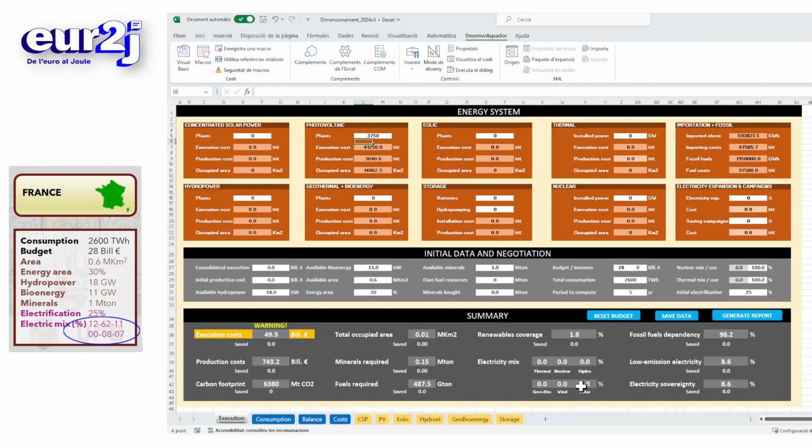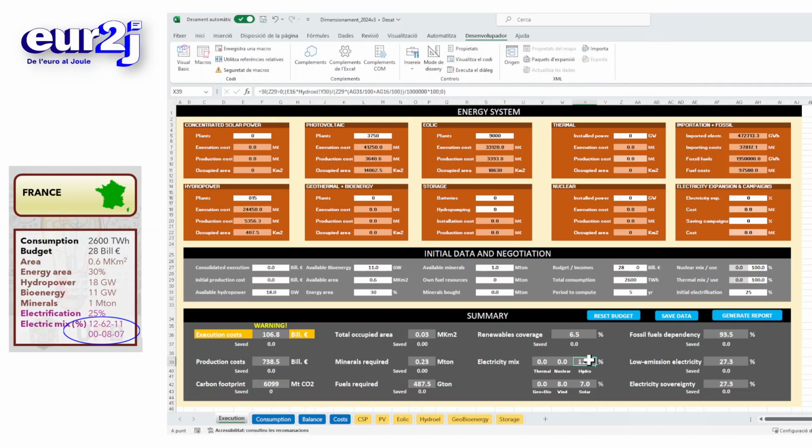Next, I do the same for eolic energy. I can progressively increase the number of eolic plants until I reach a production of 8%, which is the value that appears in the card for France. To do this, I need to introduce 9,000 eolic plants. If I do the same for bioenergy and hydropower, I need to introduce 0 plants for bioenergy as France does not use this kind of production in a significant way, and 815 plants for hydropower.